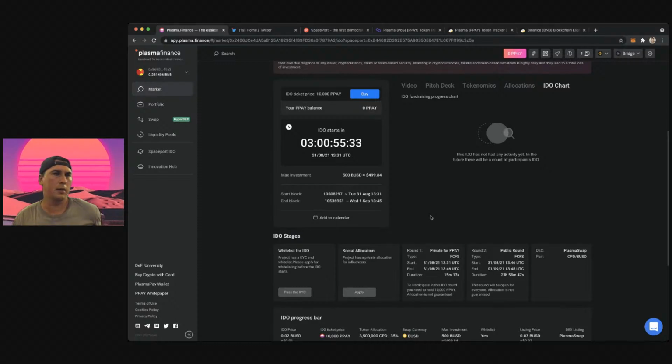So actually, as a strategy for people who don't want to invest long term, you can just buy these coins on the DEX 5 minutes before the IDO. Then you automatically have the ability to participate in the first round, first come, first served, and then sell this PPAY after the IDO if you don't want to hold it.